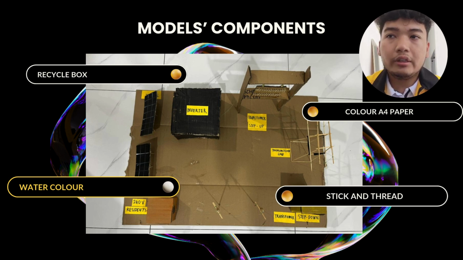And last, stick and thread. Wooden sticks represent the transmission towers and distribution posts. Threads represent the distribution lines and distribution cables. This combination shows how electricity is transferred from transformer to transformer through the physical structure of overhead power lines. It helps to explain the real power system infrastructure in a simple way.